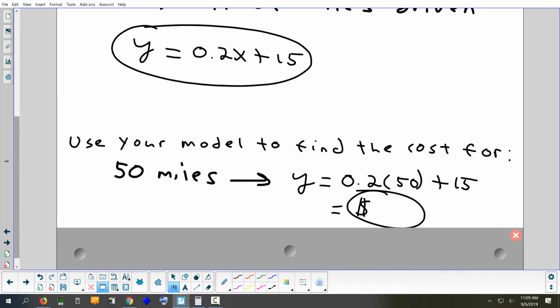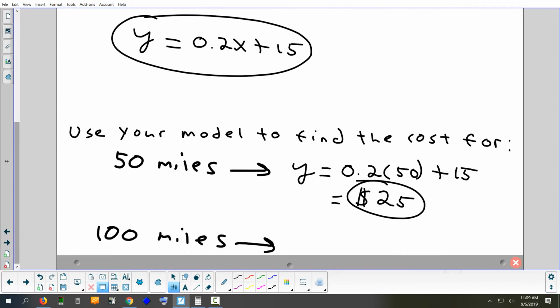0.2 times 50. It's going to give me 10. Yep, 10 plus 15. The cost to rent the car is $25. Now, how about for 100 miles? Double the distance, should I just double the cost? 50? Why not? If I drive twice as far, shouldn't it cost twice as much? Zach? 35. Why not 50?